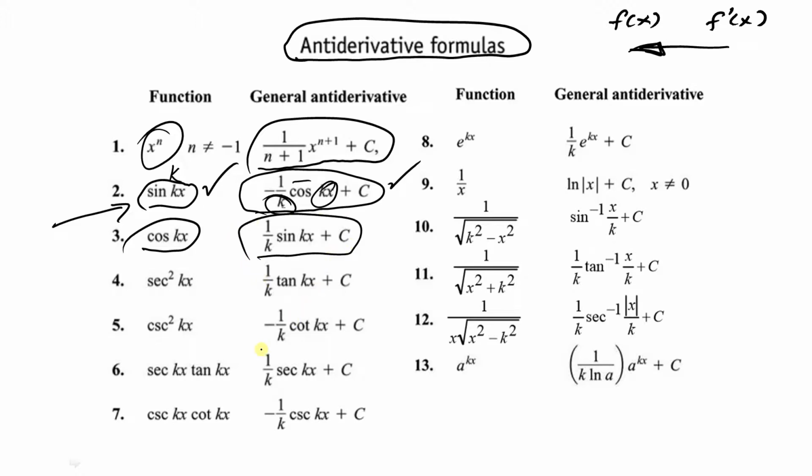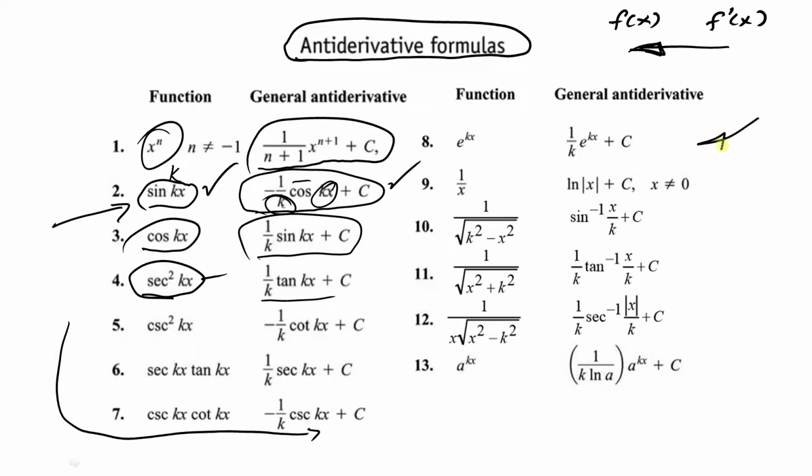You remember the derivative of tangent of x is secant squared of x. So we can develop the antiderivative table that the antiderivative of secant squared of kx is 1 over k tangent of kx plus c, and you can go on through the table and develop a number of general antiderivatives for the various functions. And you will be using this table throughout the rest of this course.